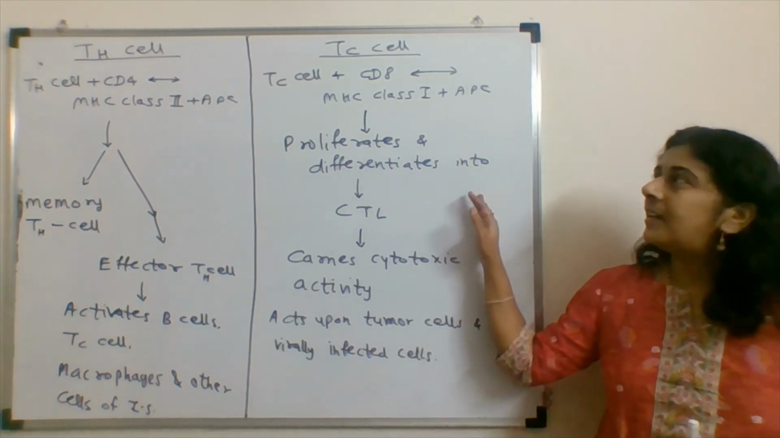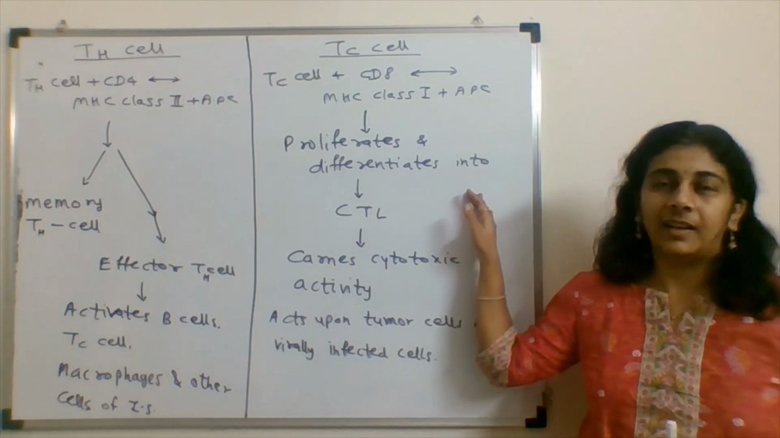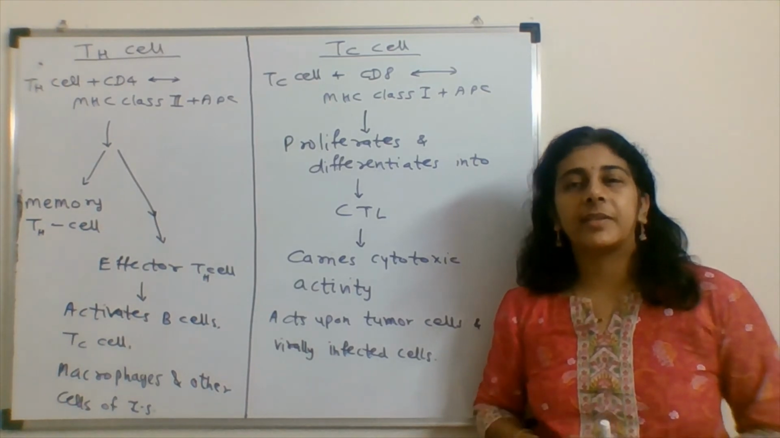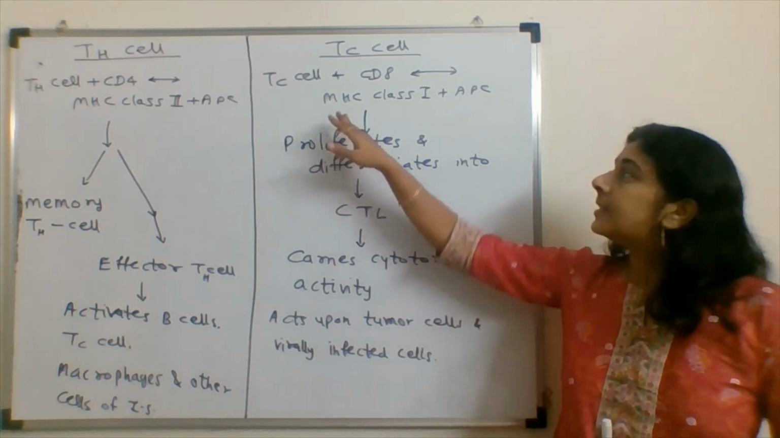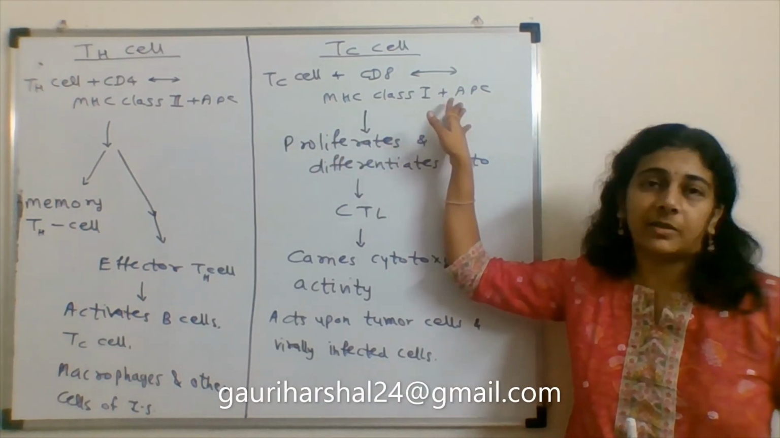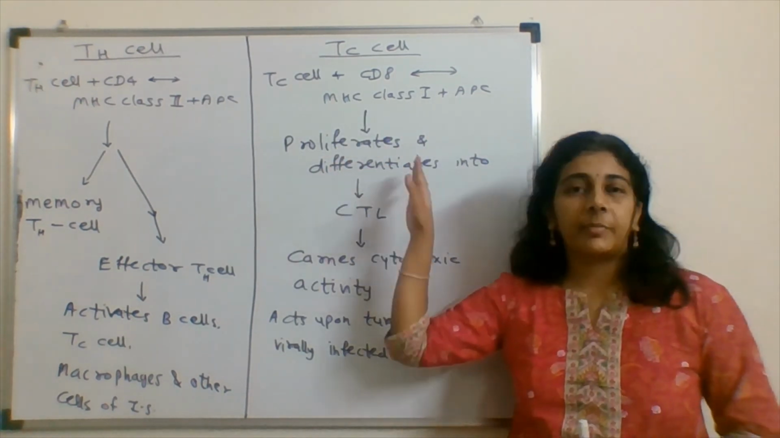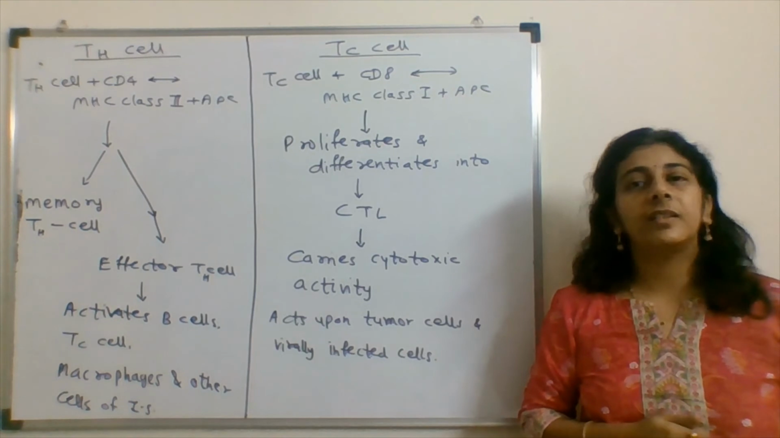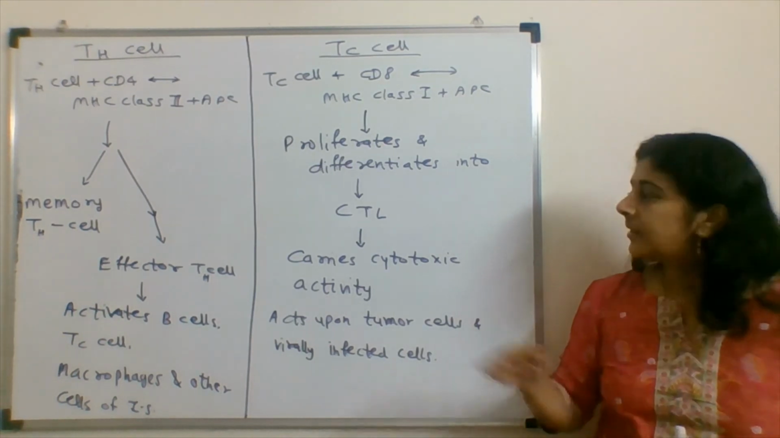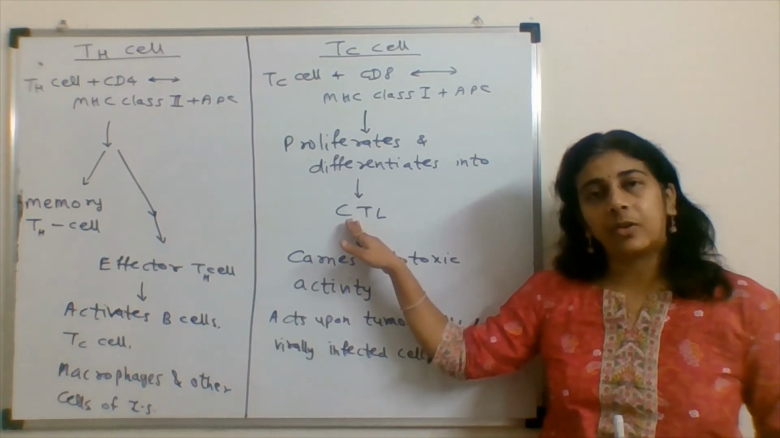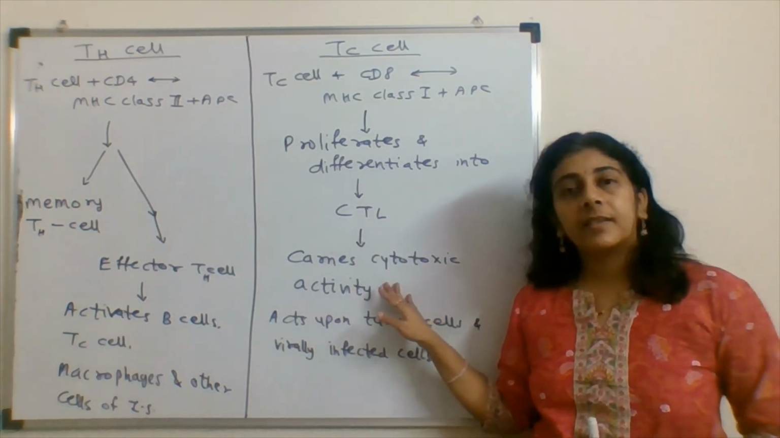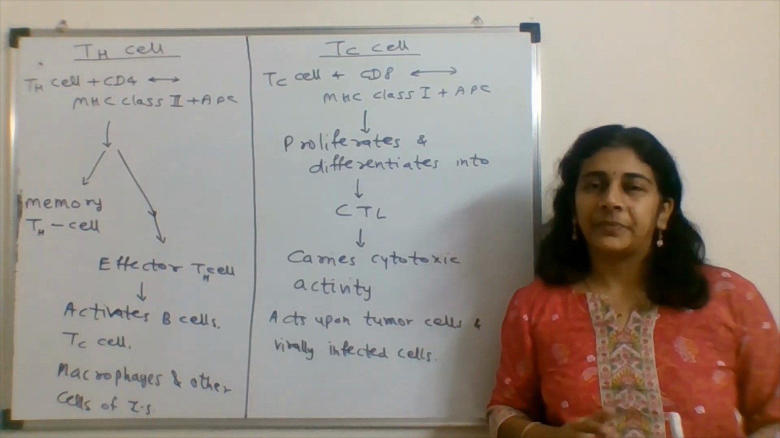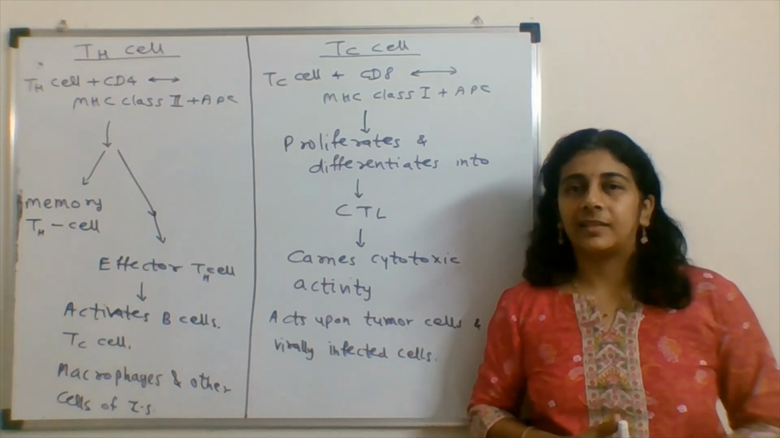Secondly, the T cytotoxic cell, how does it work? Again, it needs presentation of the antigen to itself. This is done by class 1 MHC, which is present on an APC. After the presentation, the T cytotoxic cell proliferates and differentiates. It forms a cytotoxic T lymphocyte. We call it CTL, cytotoxic T lymphocyte. This itself carries out the cytotoxic or killing activity. It goes and kills that particular cell.